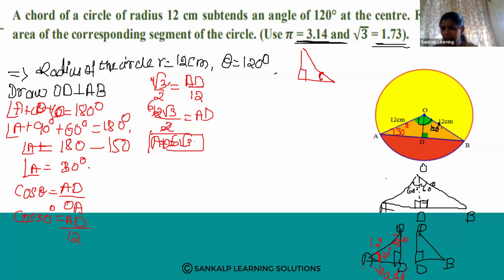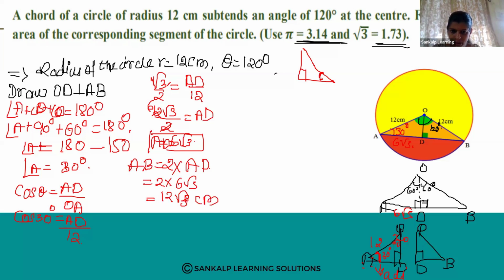Now, AB means what? AD is 6 root 3. But AB means what? AB is AD plus DB. That means AB is equal to 2 times of AD. So AB is equal to 2 times of AD. That is 2 into 6 root 3, which is 12 root 3 centimeter. You will get this as the value of AB.